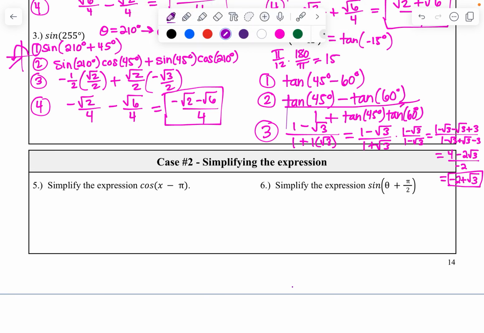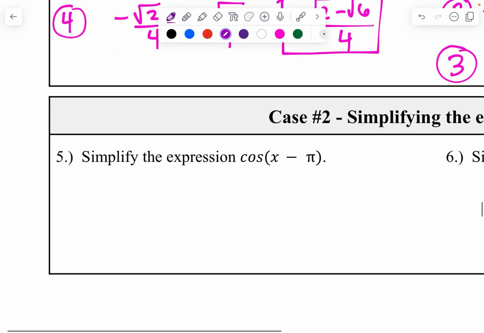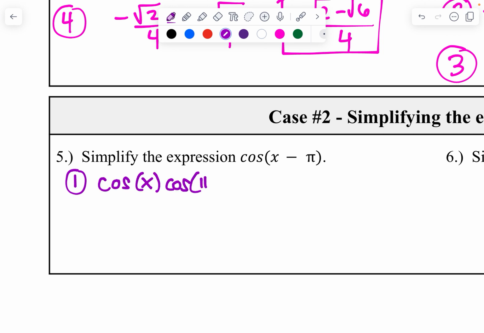All right, next, case number 2, simplifying the expression. So if we have the cosine of x minus pi, we can use the cosine formula and say cosine of x, cosine of pi. Remember, it's the opposite sign, so we'll do a plus sine of x times sine of pi.